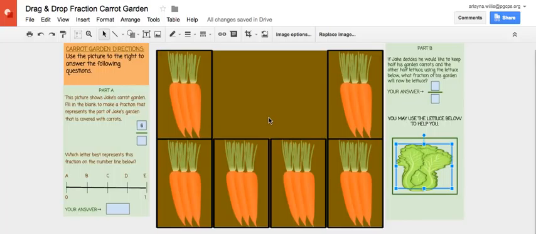Hey guys, so I created this drag and drop activity in Google Draw that focuses on fractions and it's geared towards a third grade math class. On the left hand side, I have included my directions for student use as well as breaking it up into part A and part B.